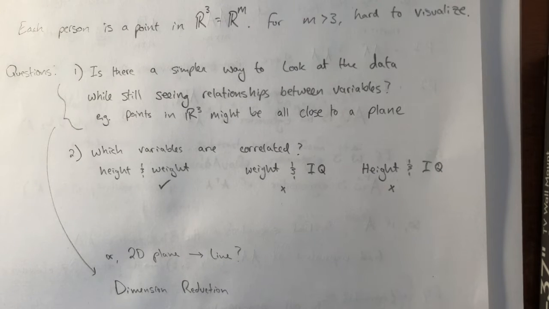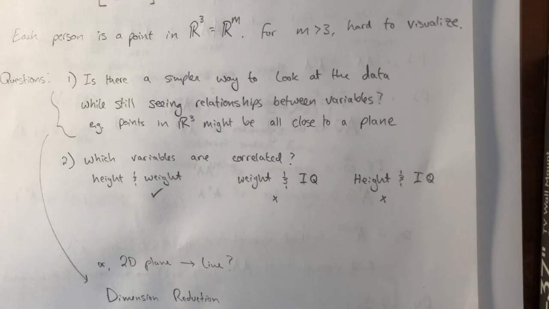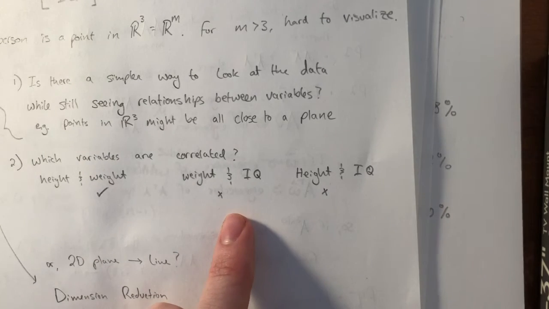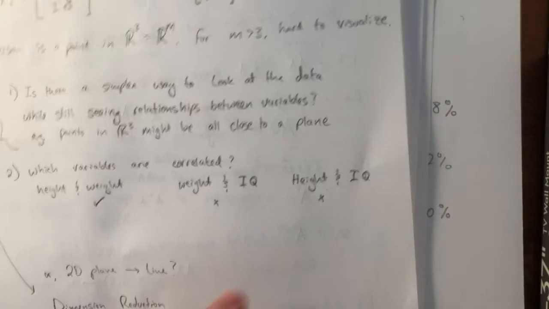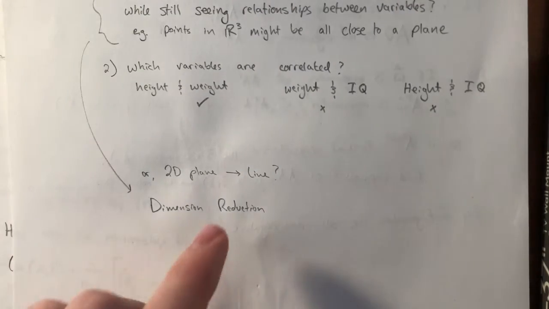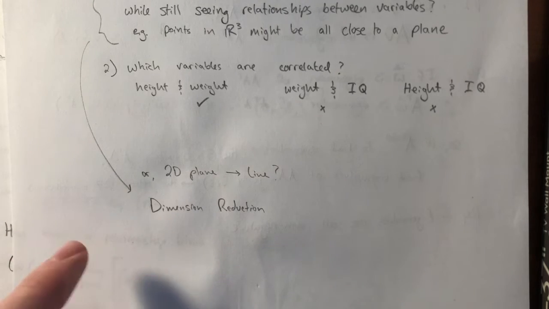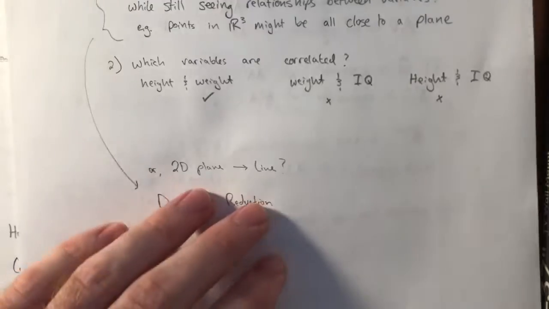In R3, if the points are on a plane, maybe we can see there is a pretty strict relationship between two variables. Height and weight, for instance, might be correlated: people who weigh more are taller. But IQ might not go in the same direction as that, same with height. Even with two variables, could we move the data to a line, so we could see that all the variability is based off that one line?